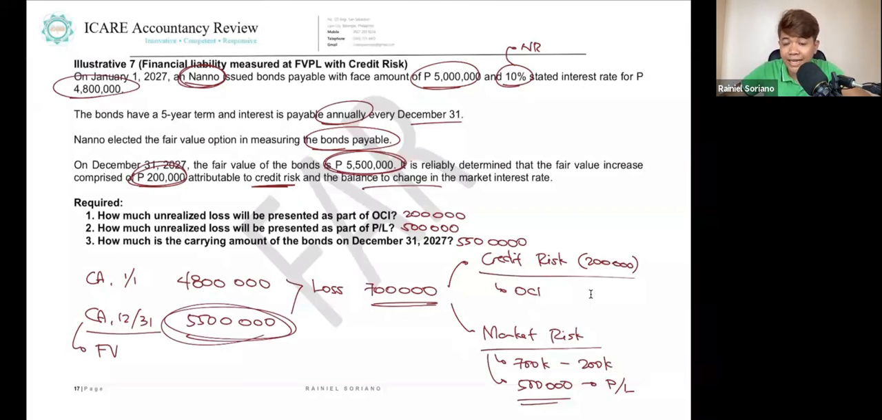Okay? So chat section please. Again, chat section, gets po ba ang fair value option? Okay na po ba tayo sa fair value option? Gets po. Yes po. Clear po sir.